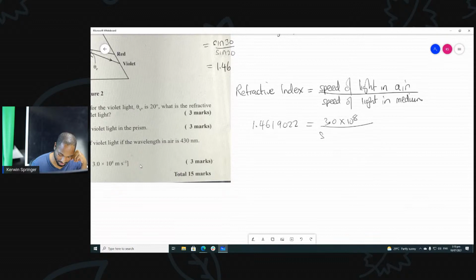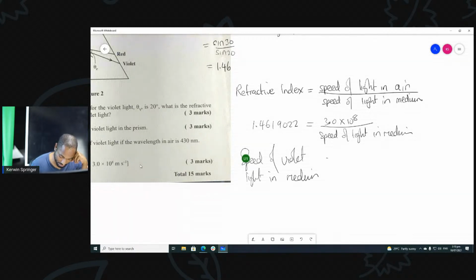So the speed of light in medium, violet one. So the speed of violet light. Why am I writing this so much? I could get a shortcut for this one. Violet light in medium. We expect this to be 3.0 times 10 to the power of 8 divided by the number. What do you get? Times 10 to the power of 8 divided by 1.4619022.